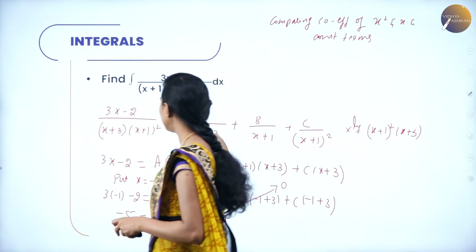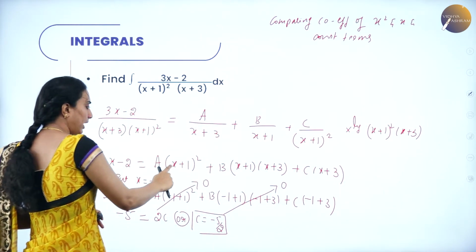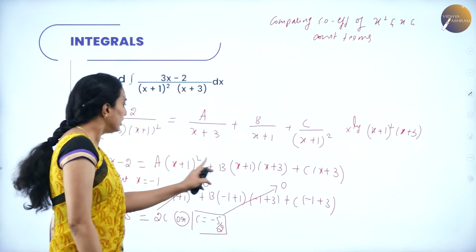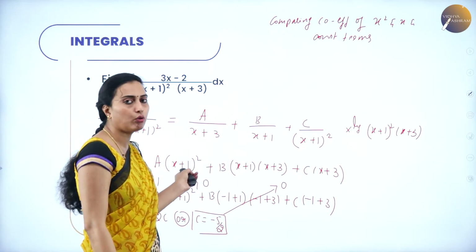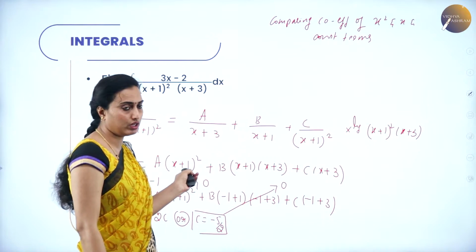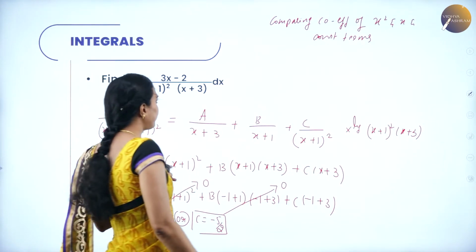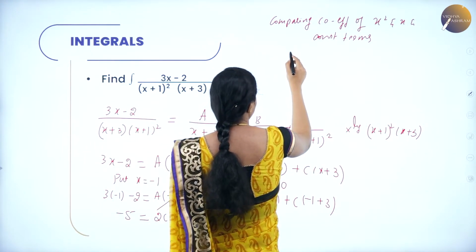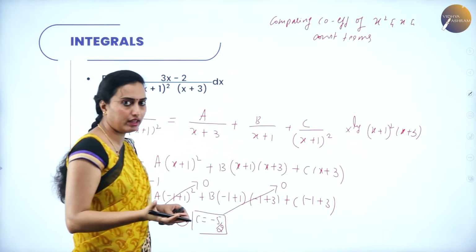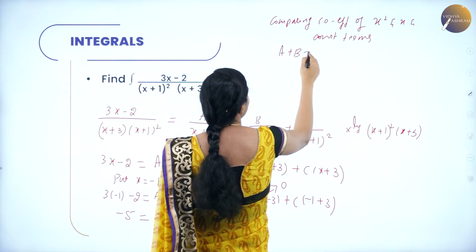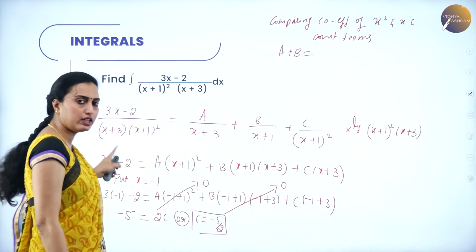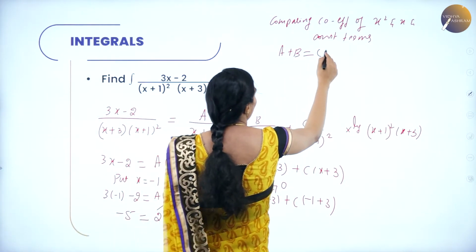So therefore now you can have, see here if you expand, x into x will be x squared. So a plus b will be the coefficient of x squared. So c will not be there in the coefficient of x squared. So a plus b will be equal to, the coefficient of x squared in the left hand side is 0. So 0 I am writing.